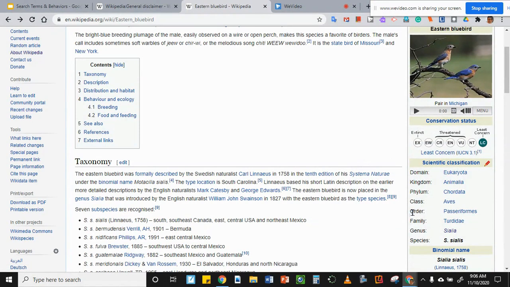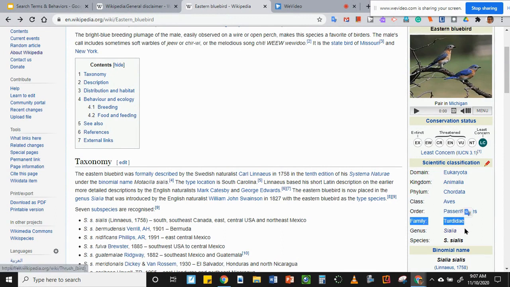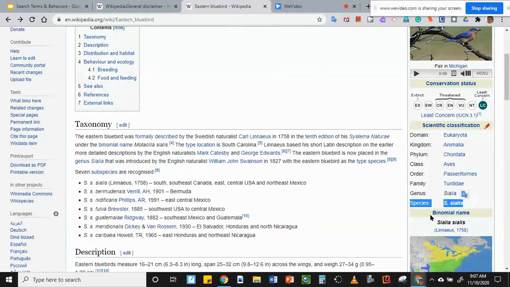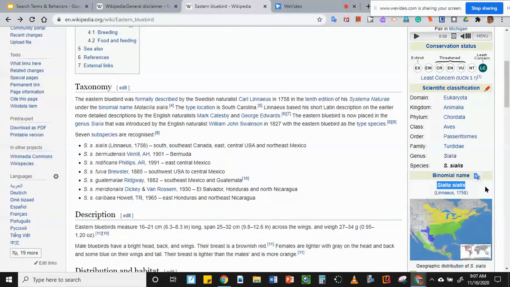So we're actually going to write order, class, Aves, family, Turdidae, because these are the scientific terms that researchers are going to use when they write articles about them. Genus, species. Okay, so we want to get these specific things written down. Those become search terms that get added to your search list.